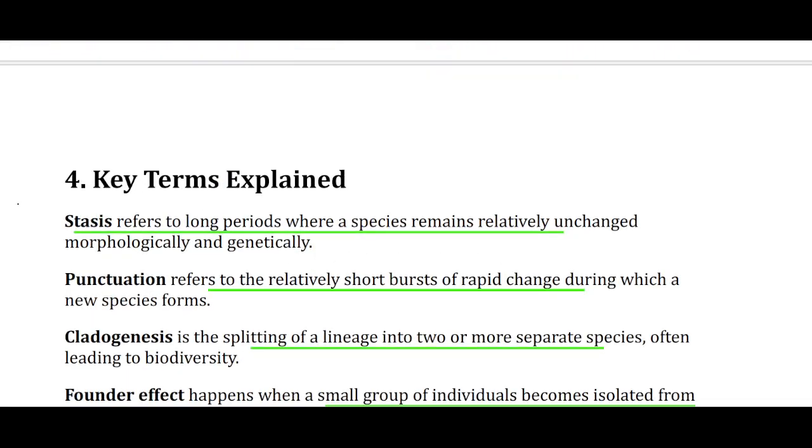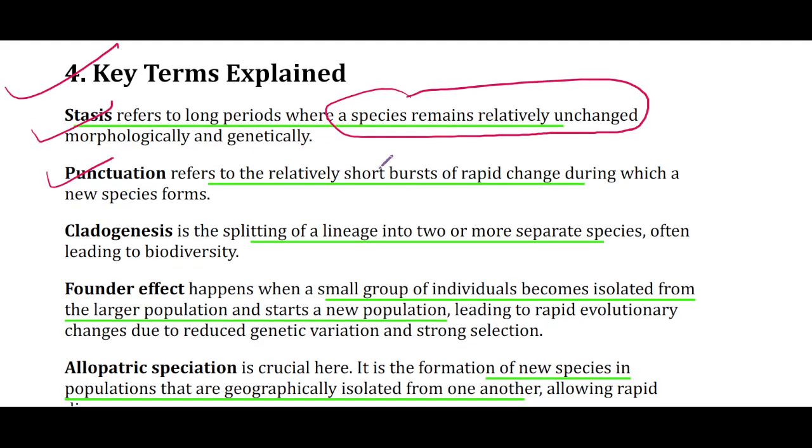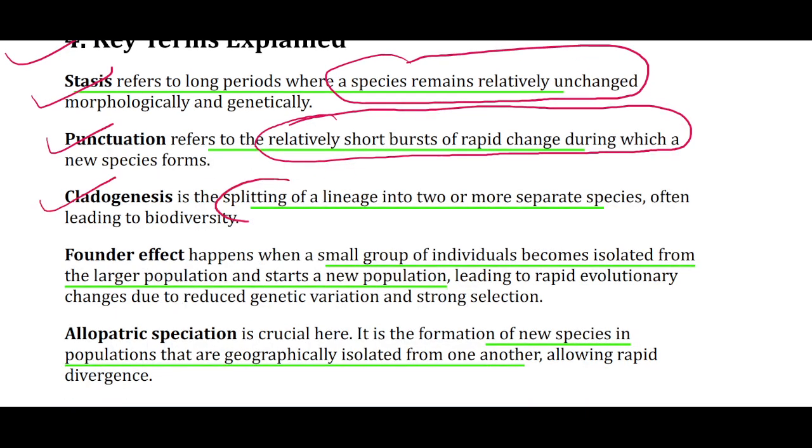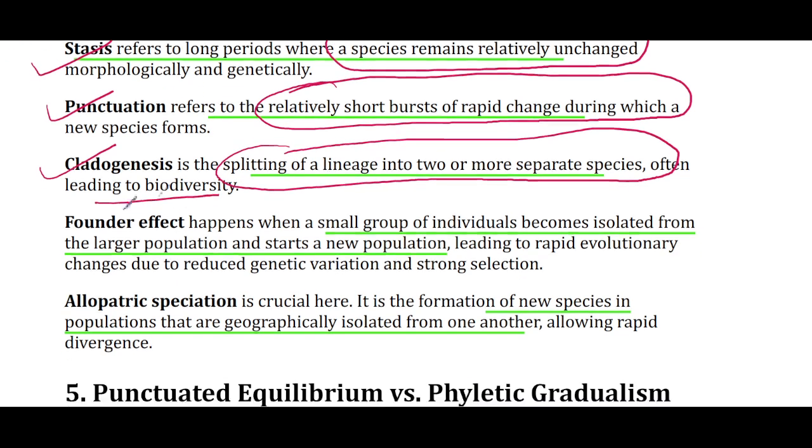Now the key terms. Stasis refers to long periods when species remain relatively unchanged. Punctuation refers to relatively short bursts of rapid change, short times of rapid change. Cladogenesis is the splitting of a lineage into two or more separate species that leads to biodiversity, which we have just seen.